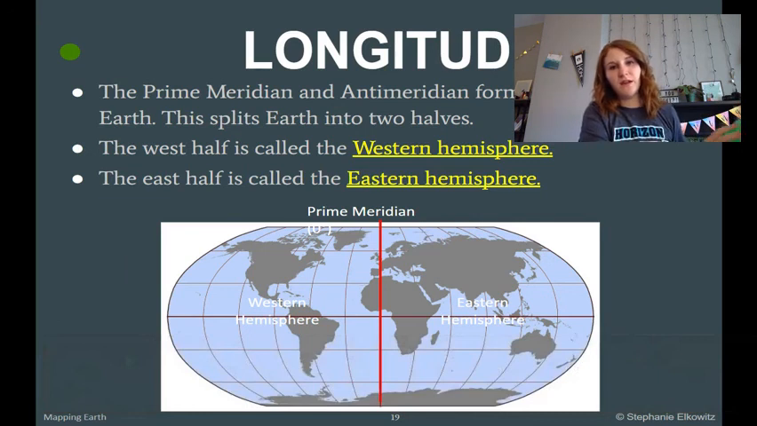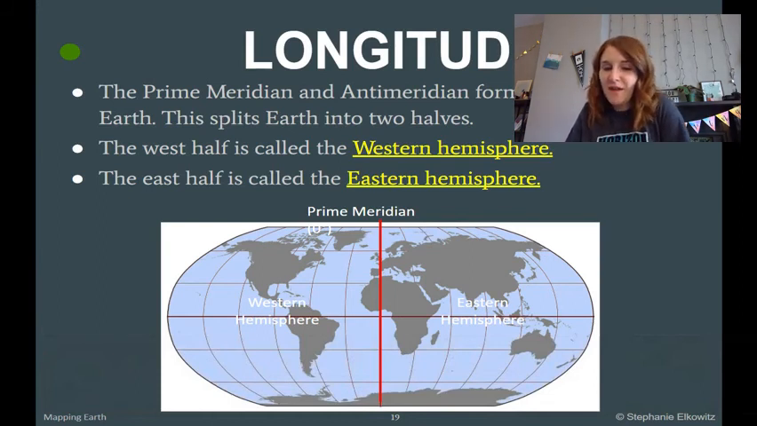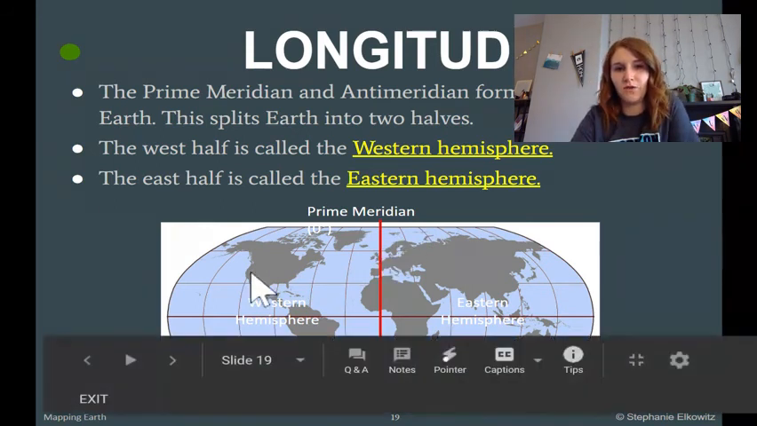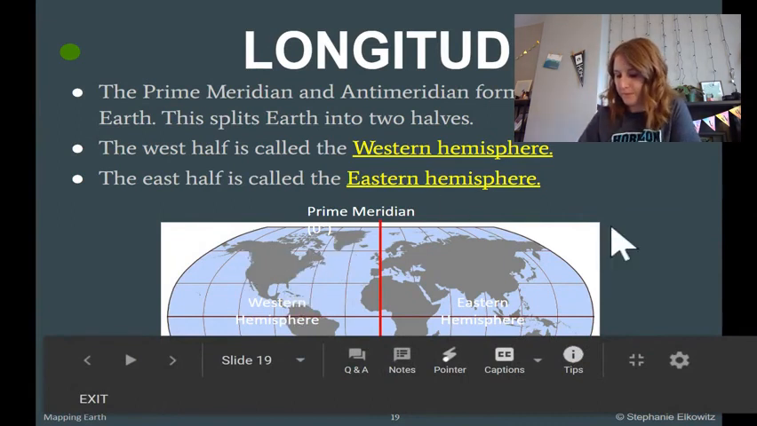The prime meridian and anti-meridian form a circle around Earth. This splits Earth into two halves. The west half is called the Western Hemisphere, and the east half is called the Eastern Hemisphere. Now find North America again on this map, and what hemisphere are we located in? Here's North America, so we are in the Western Hemisphere.